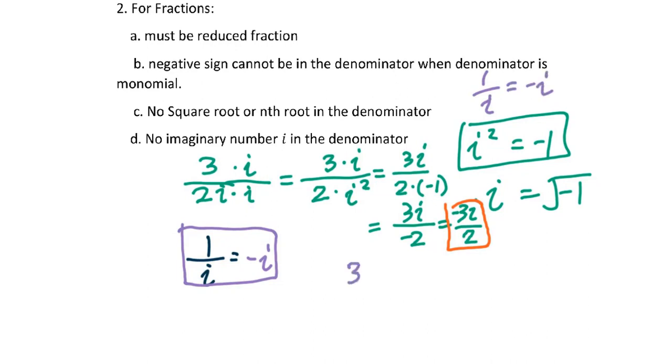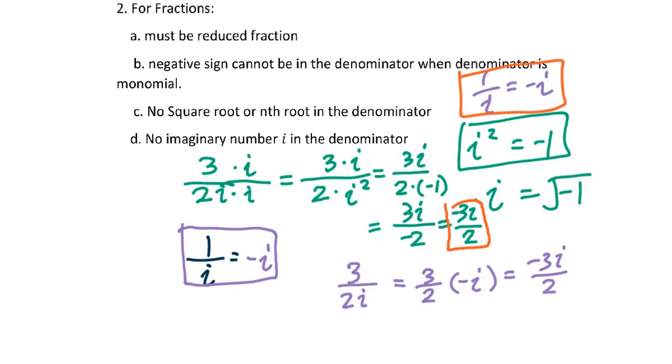Therefore, for 3 over 2i, the coefficient is 3 over 2, then times negative i. You will get the answer so quickly. I recommend remembering this as a formula too.